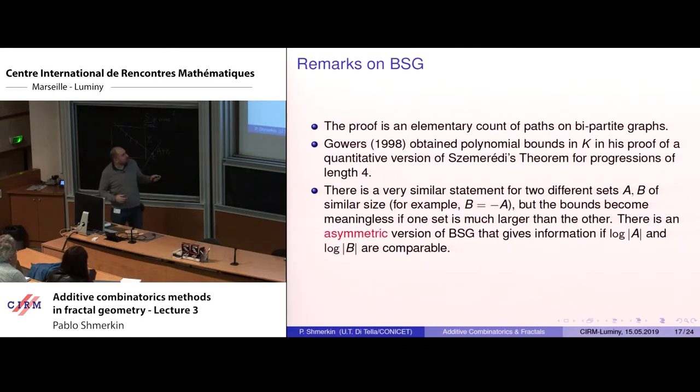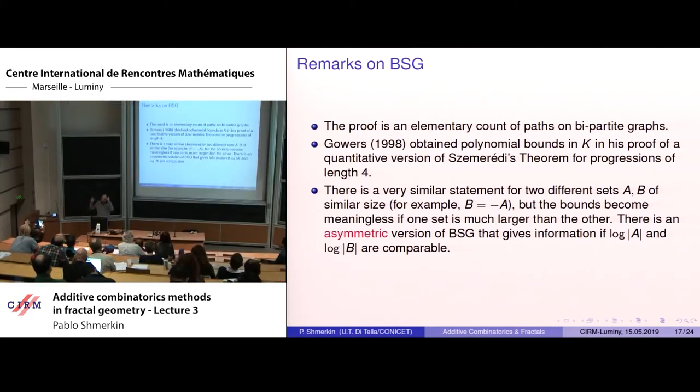Okay, so in the version I gave, I looked at the additive energy between A and A. There is a very similar version where you look at the additive energy between A and B. But in the classical version, the sizes of A and B have to be comparable, almost the same. But actually, there is also an asymmetric version. And I was lucky because not many people knew the asymmetric version. So they didn't use it because they didn't know it.